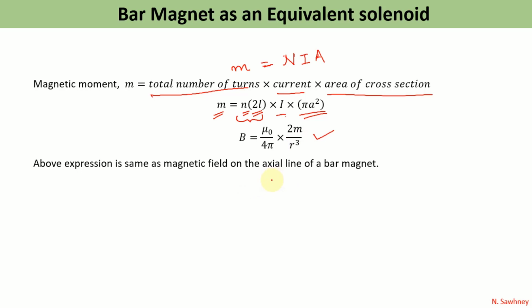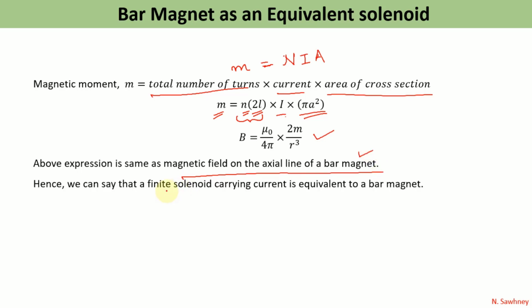And if we compare it with the expression of the magnetic field on the axial line of the bar magnet, which we calculated in our previous video, we find that this expression is similar. So we can conclude that a finite solenoid carrying current is equivalent to a bar magnet. And this was our aim, that we have to prove that a bar magnet is equivalent to a solenoid, which we have justified by calculating this magnetic field at an axial point.